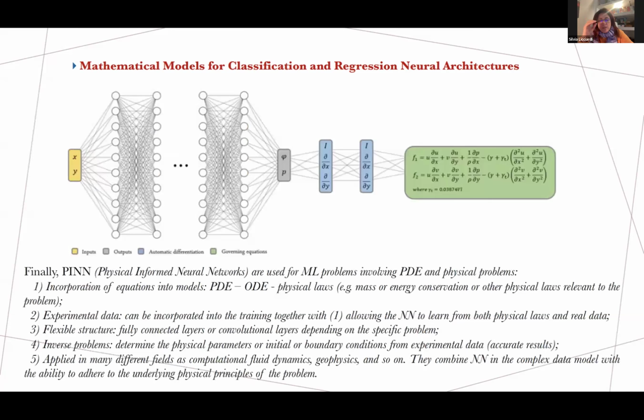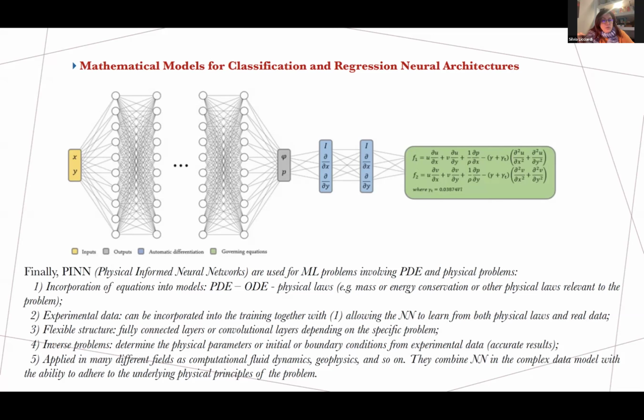This is only to give some idea of the strength of these architectures. This is a typical structure of what we call PINNs, physics-informed neural networks. They are very strong because they are used for problems involving ODEs, PDEs, and physical problems. So they can incorporate equations into models, such as physical laws, for example mass and energy conservation, and physical laws relevant to the problem, and so on.